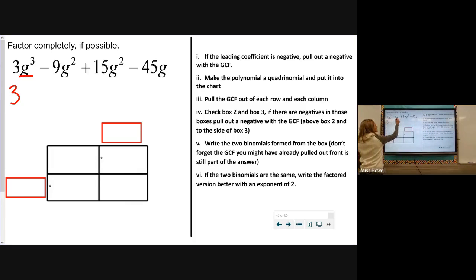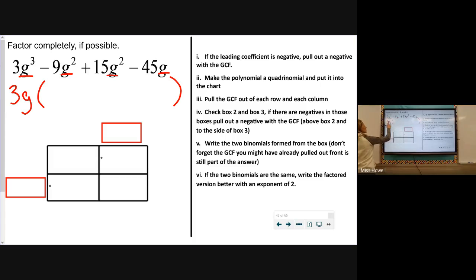And then g to the third, g squared, g, they all at least have one g. So I can factor that out front. Don't forget to look for both the numbers they share and the letters. All right, let's go to our leftovers. Let's see what's left over here.